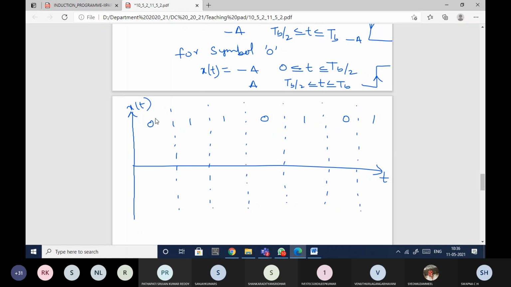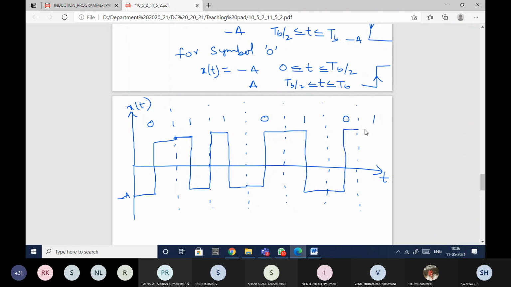So 0, since it is symbol 0, I have to start with negative A, minus A from 0 to Tb by 2 and again positive A. Then again I have 1, 1. So 1 is positive A, then negative A. Again 1, so positive A, then negative amplitude. Half of the interval it will go to negative amplitude. 0, so minus A, plus A. 1, so plus A, minus A. 0, minus A, plus A. 1, plus A, minus A. This is how the format will be.